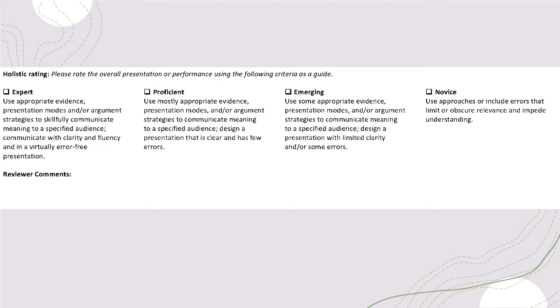Now, for that same product that we're looking at, we could use a holistic rubric, and here's the example. You'll notice we use the same 4 levels of performance from expert to novice, but in this case, there's a very brief summary under each of those scales.